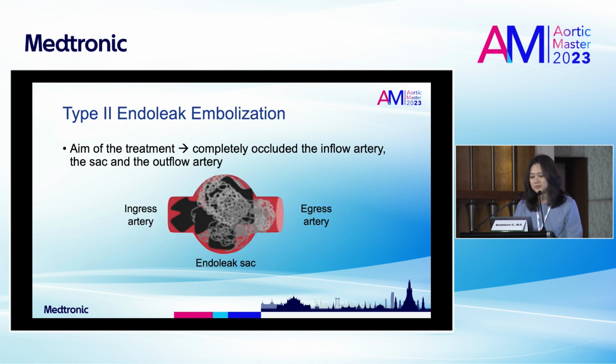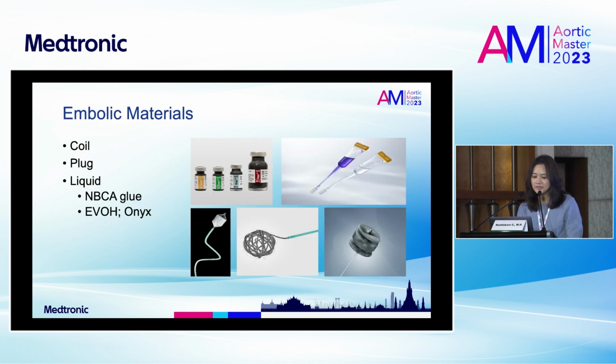So the aim of the treatment is to completely embolize and occlude the inflow artery, the endoleak sac itself, and also the outflow arteries. Because if you only embolize the inflow artery, the outflow artery will become the inflow to feed the endoleak sac. And when the sac pressure is increased, the collateral arteries will open up and act as an outflow instead, and it will recur. The embolic materials that we mostly use are the coil, the plug, and the liquid embolic materials such as glue or Onyx.